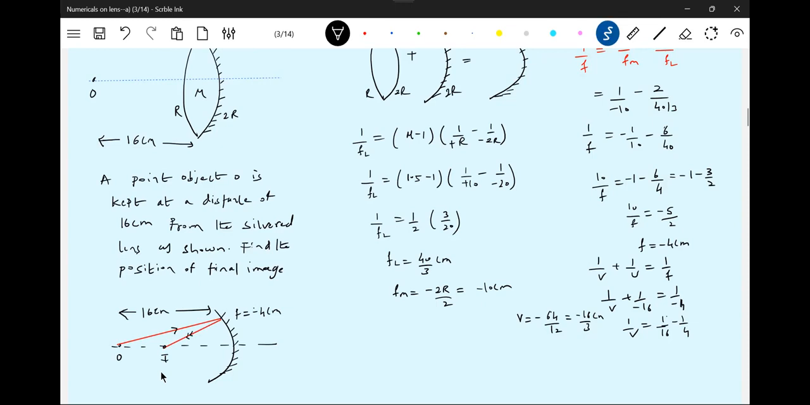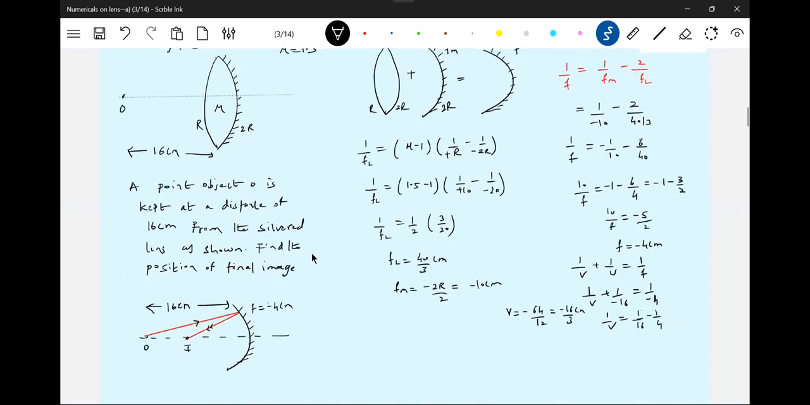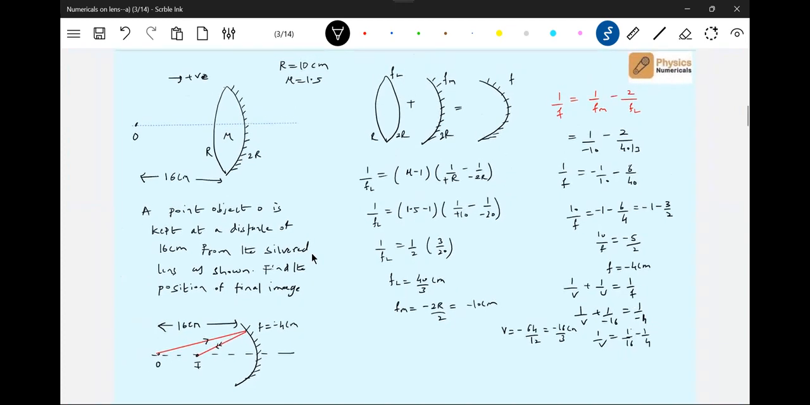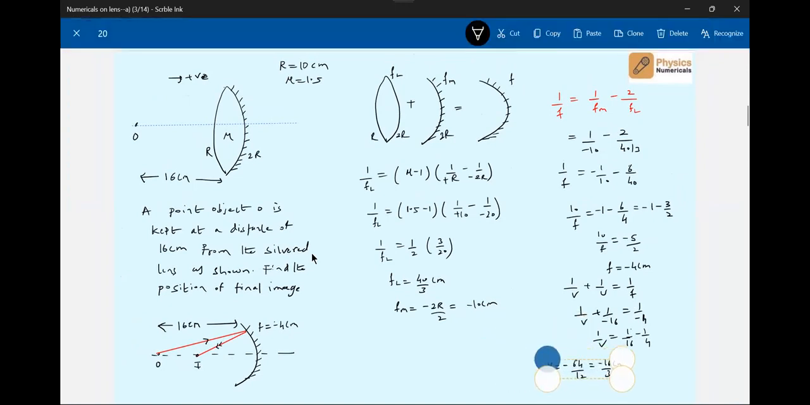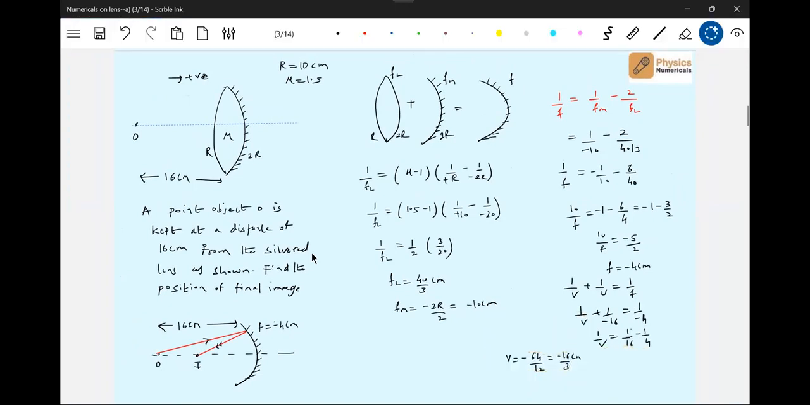You are just replacing that with a concave mirror. If negative, it will be concave. If the focal length is positive, convex mirror. So whether the mirror is concave or convex will be determined by the focal length, the final focal length that you get. So here I got negative. Negative means I should replace the equivalent mirror with a concave mirror. If I get positive, then I should replace with a convex mirror. This will be the position of the final image.